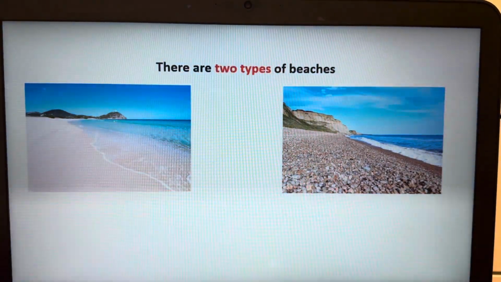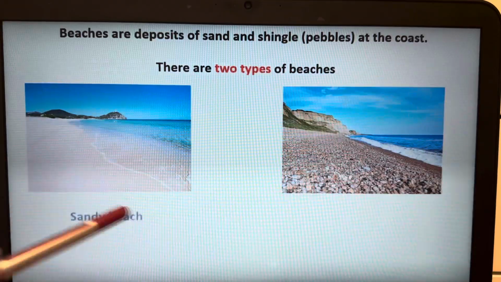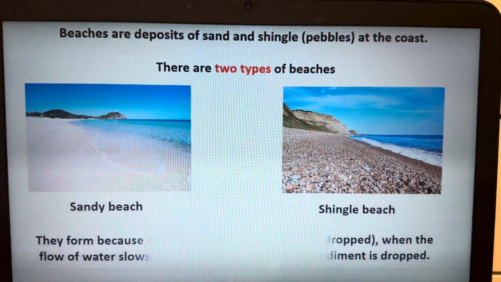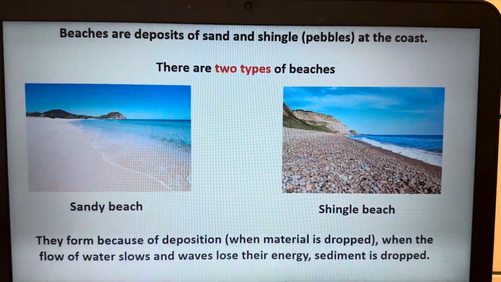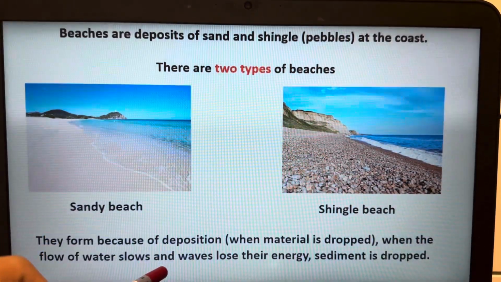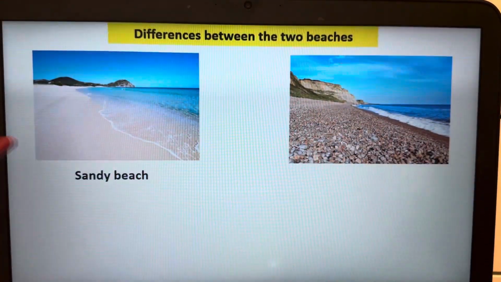Now, again, we need to look at the differences between the types of beaches and how beaches actually form. So first of all, how do beaches form? Well, really, it's because the waves lose their energy, and deposition occurs. So waves lose their energy. Remember that. Now, that's fine, but you need to know the differences first of all between the two beaches.